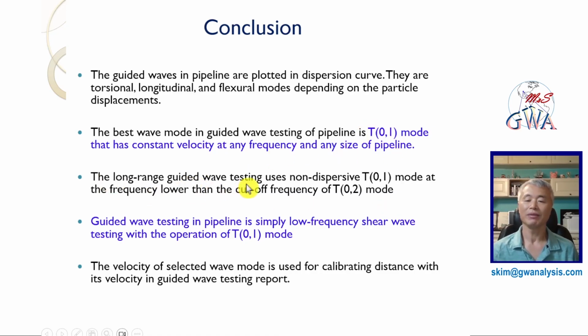The long-range guide wave testing uses a non-dispersive T01 mode at a frequency lower than the cutoff frequency of T02 mode. The guide wave testing in pipelines is simply low-frequency shear wave testing with the operation of T01 mode. The velocity of the selected wave mode is used for calibrating distance in the guide wave testing report.